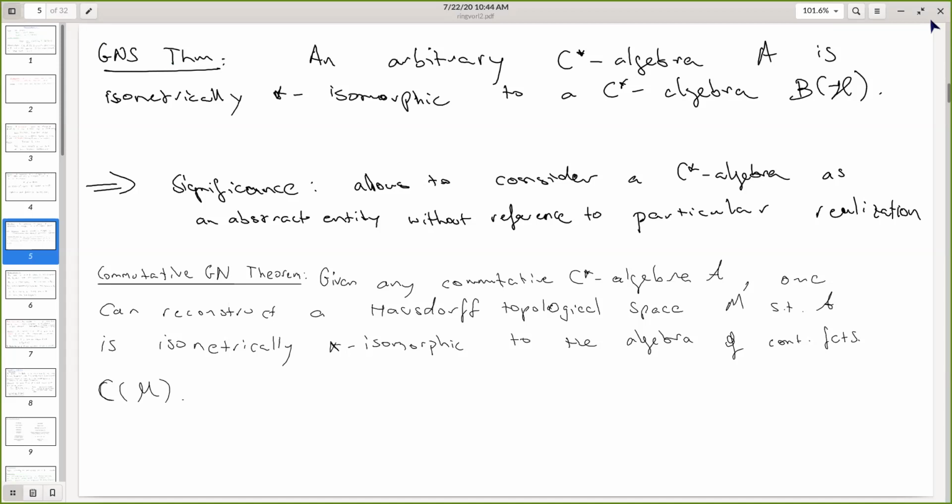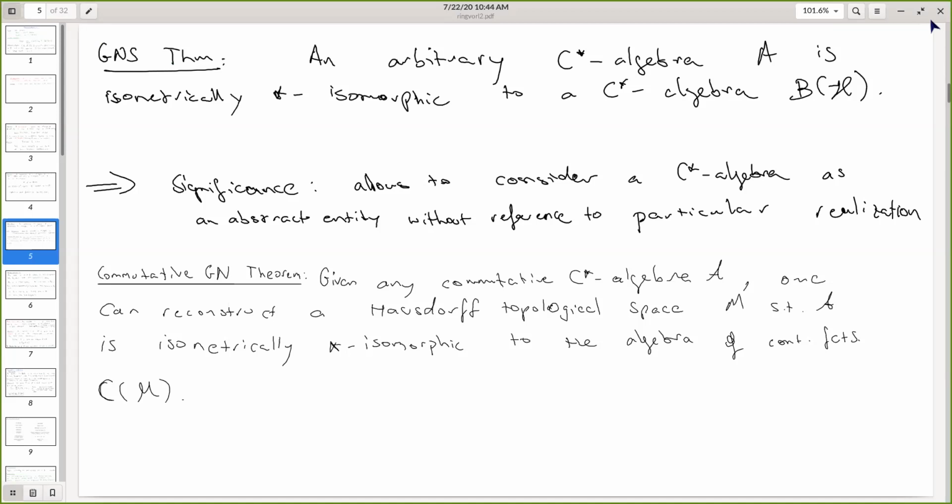The significance here is that it allows you to consider a C-star algebra as an abstract entity without reference to any particular realization. You can work with it, prove nice things, and then you can always map it to the space of bounded operators. That is a very strong statement. And of course, some Russians have to prove it, but okay, Segal is not Russian.